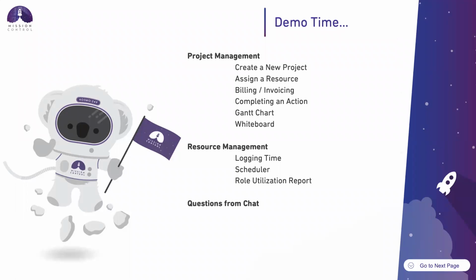Then we'll jump into resource management. I'll show you how to log time. We'll take a look at that scheduler, which is a resource capacity planning tool. And then finally, we'll take a look at the role utilization report, which again will show you billable performance for your resources on a week-to-week or a monthly basis. And then finally, we'll just open it up to any questions from chat from there. All right. So let's go ahead and dive in.